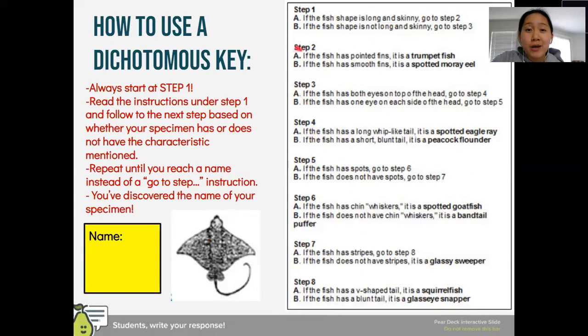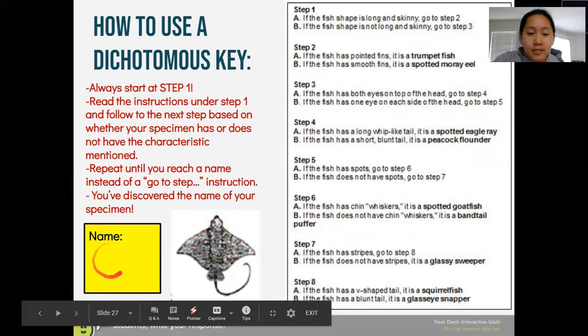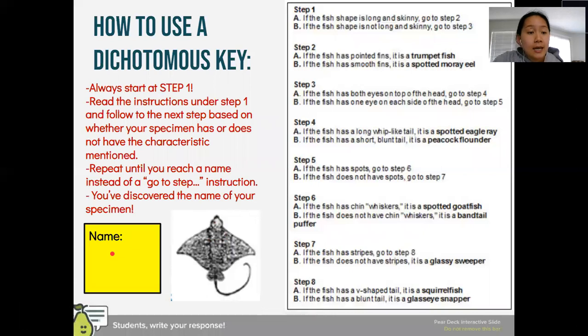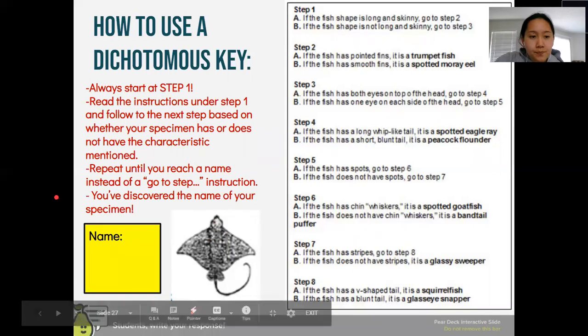Okay, you're going to keep going and read through the A and B of each step, and then you're going to try and tell me what the name is. Type it in here using a text box, and then we're going to go over it on the next slide.